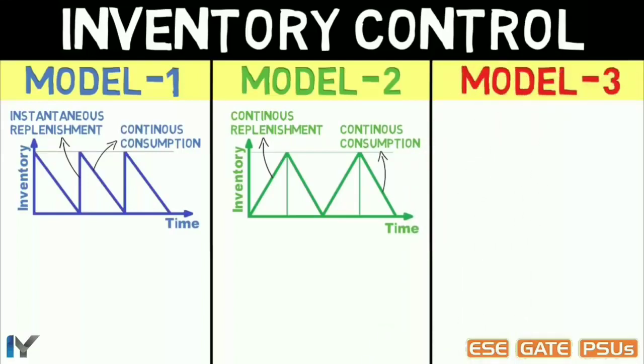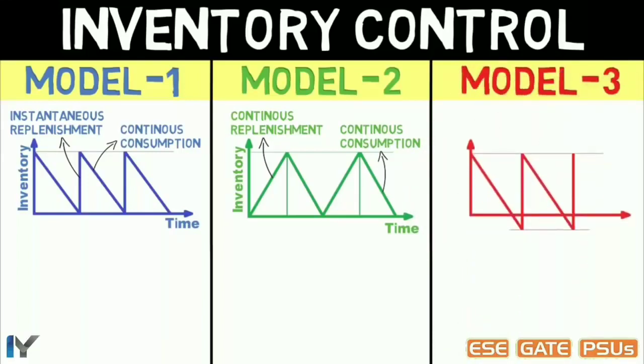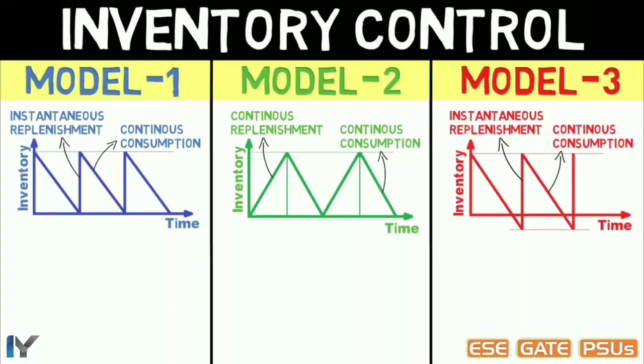Third model. This model is similar to the first model but deals with shortages also. Here we are allowing shortages in the inventory, and for fulfilling this shortage we have to build back orders, and due to this the economic order quantity, EOQ, will increase. As we can see here, the height of this triangle is maximum in this case, and due to the extra back ordering or shortage cost, the total inventory cost will also increase in this model.